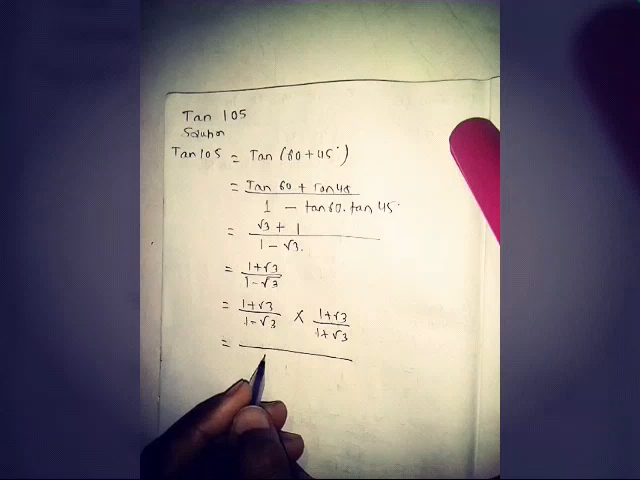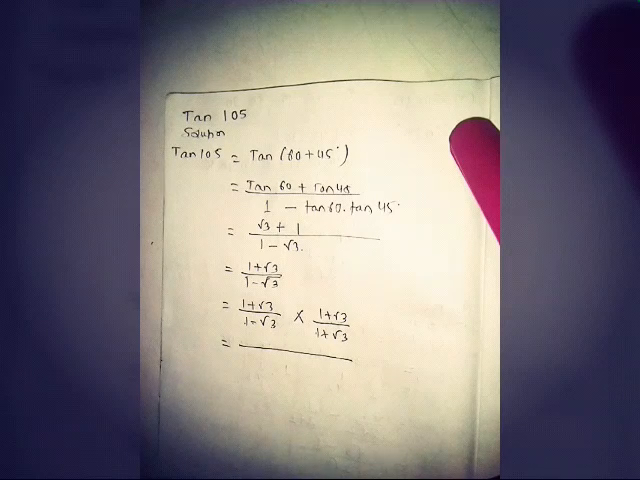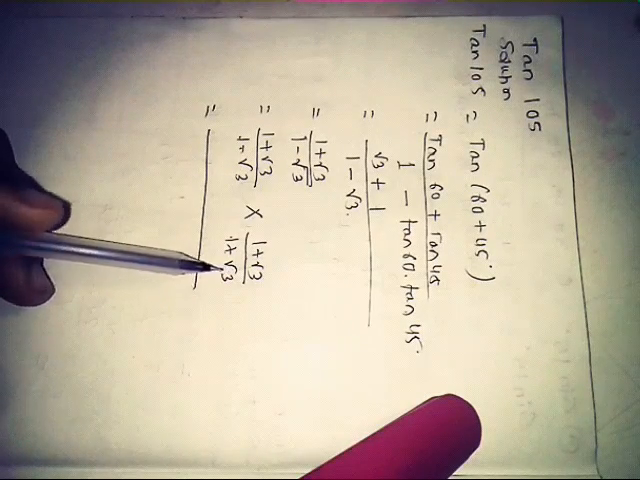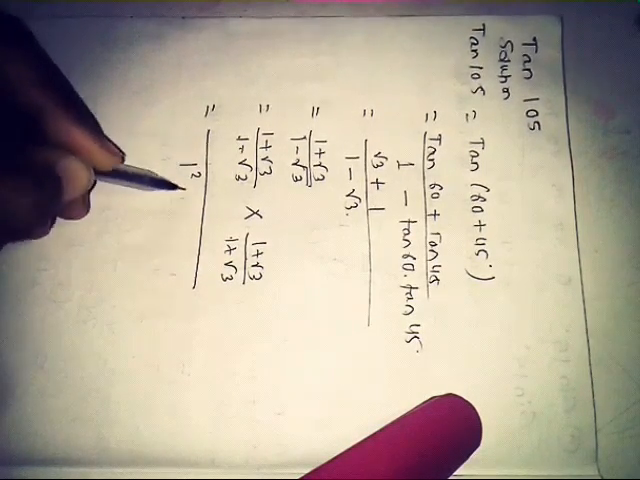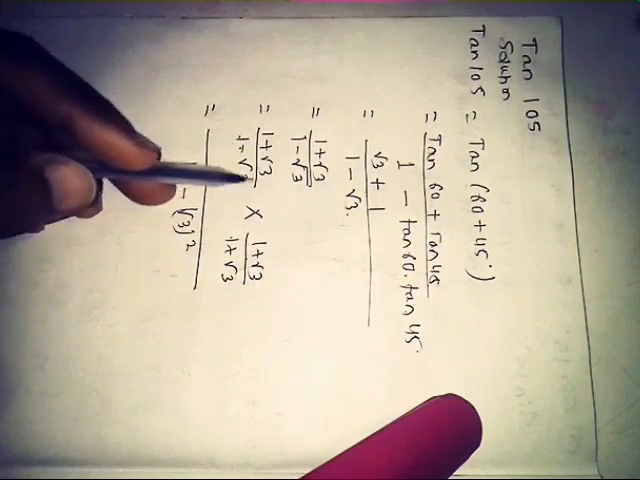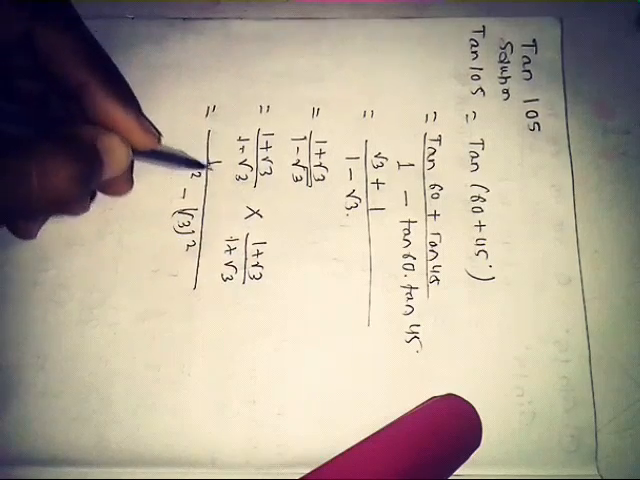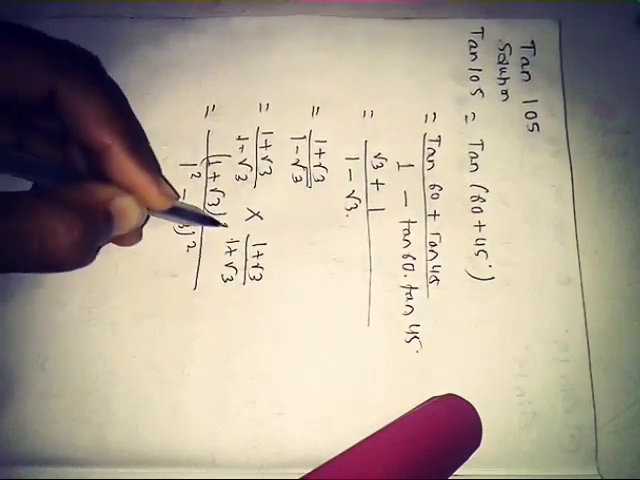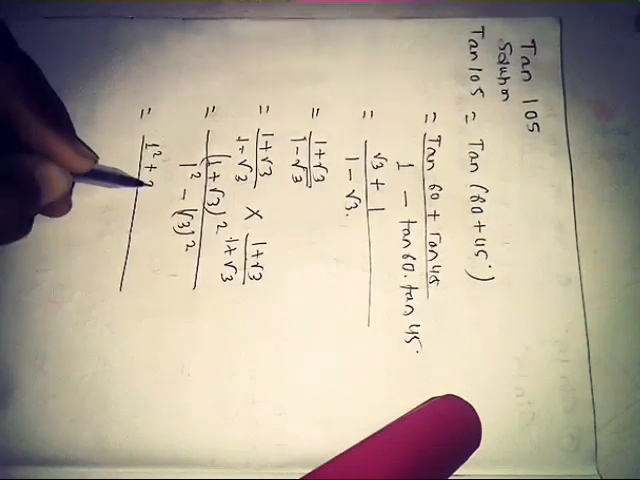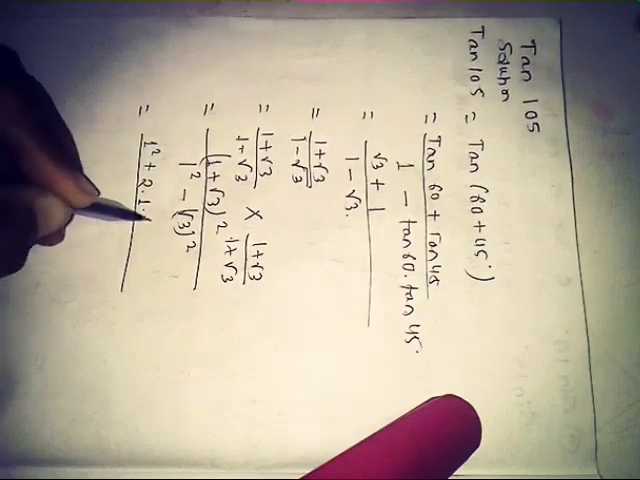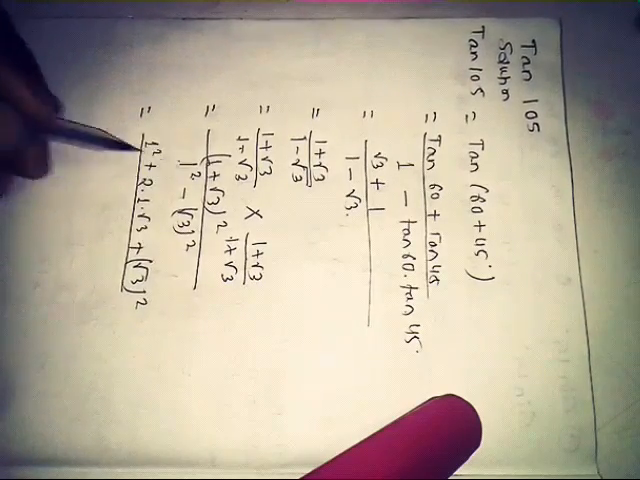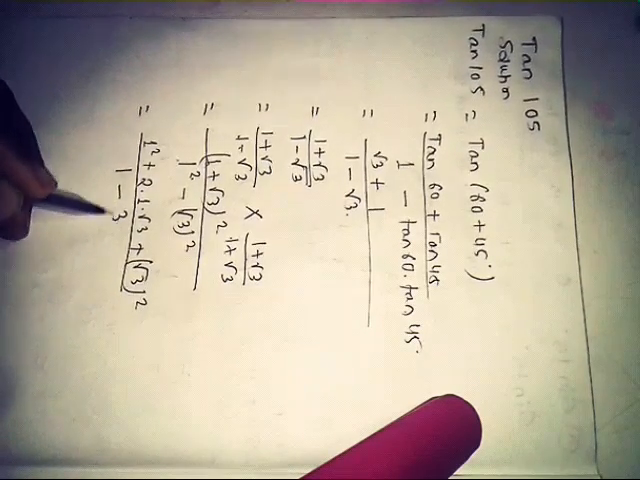In the denominator we have a minus b and a plus b, that will be a square minus b square. So this is 1 square minus root 3 square. In the numerator we have a plus b into a plus b, so this will be a plus b whole square. Applying the formula, we have a square plus 2 a b plus b square. In the denominator, 1 square is 1 and root 3 square is simply 3.